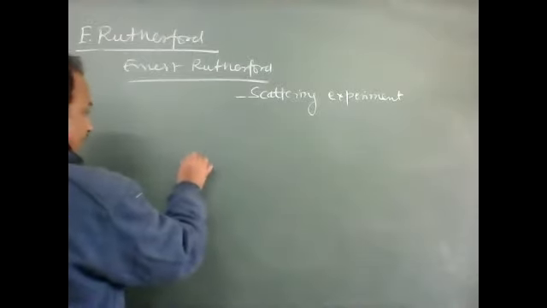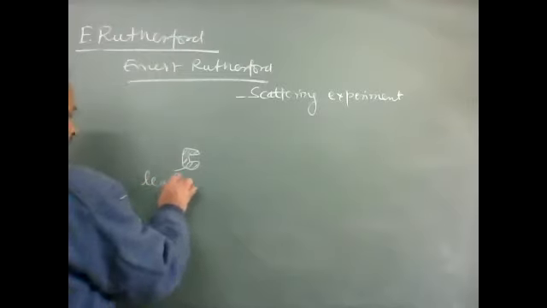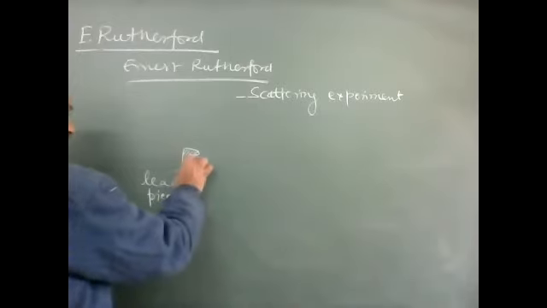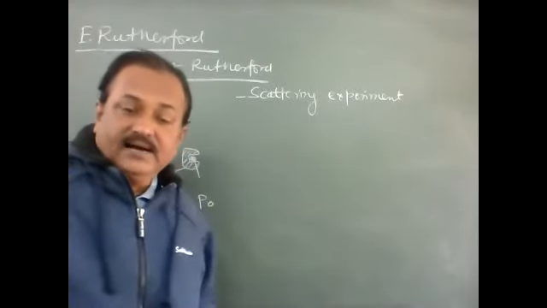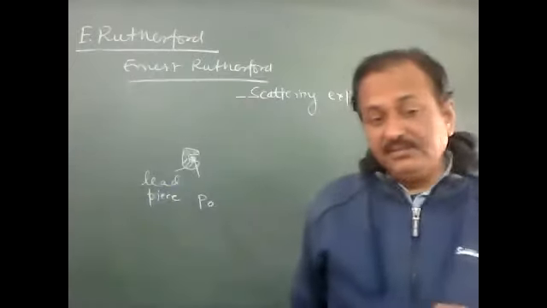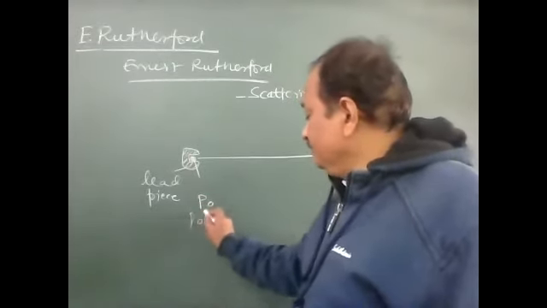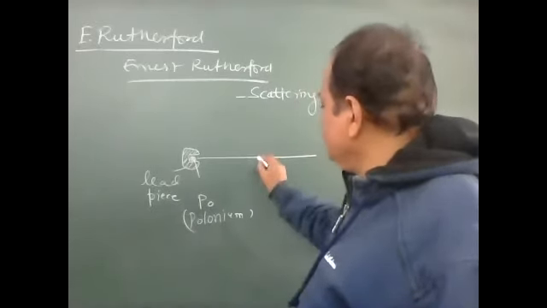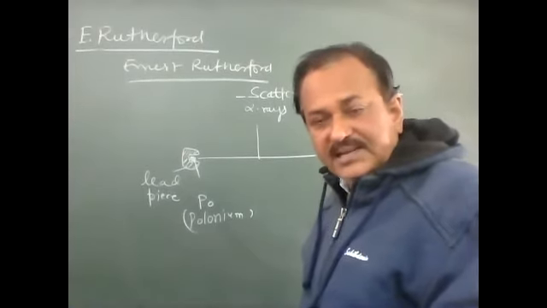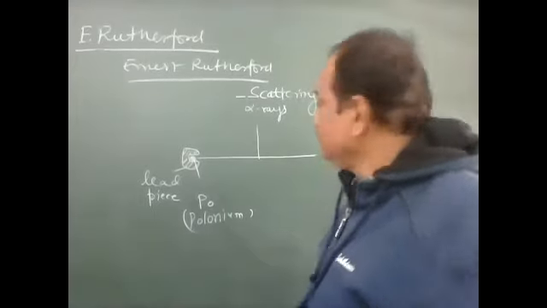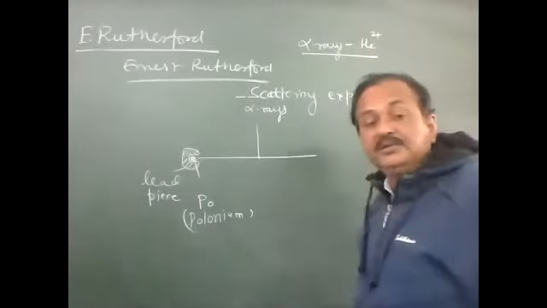For this, he had taken a lead block. Lead is a metal, and a hole was made in this lead piece. This hole contained polonium. Polonium is a radioactive metal, and it emits alpha rays. Alpha rays are nothing but the positively charged nucleus of helium, a helium nucleus having 2 unit positive charge.